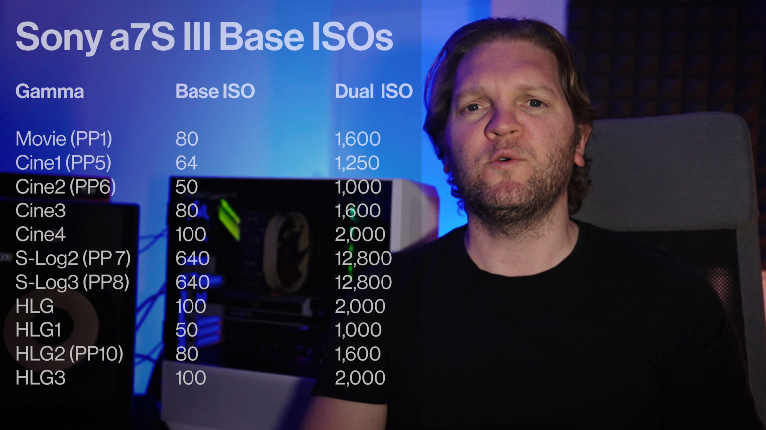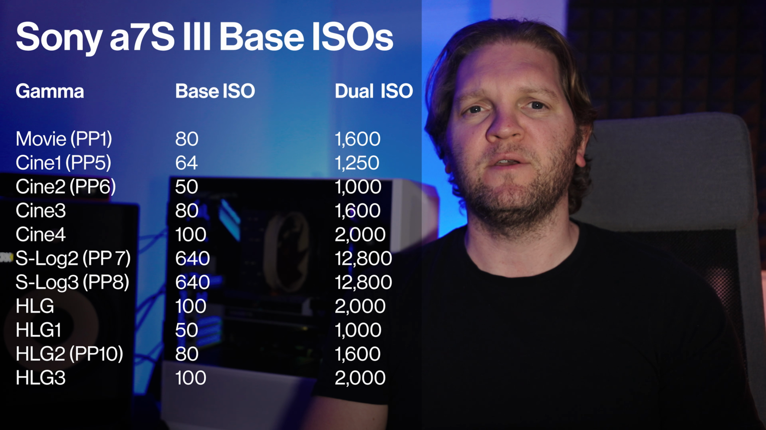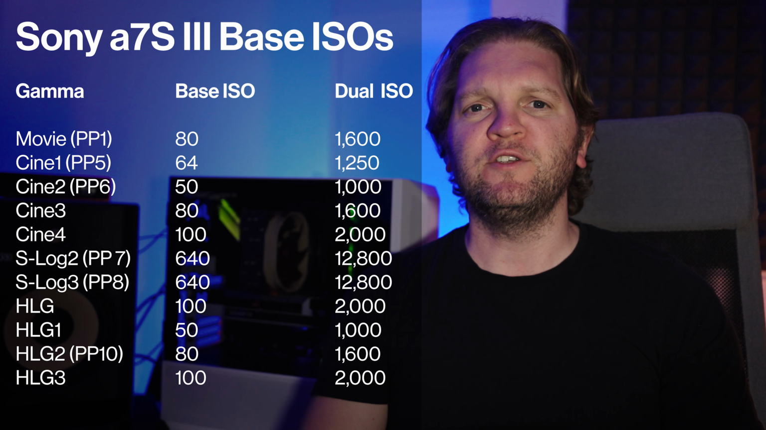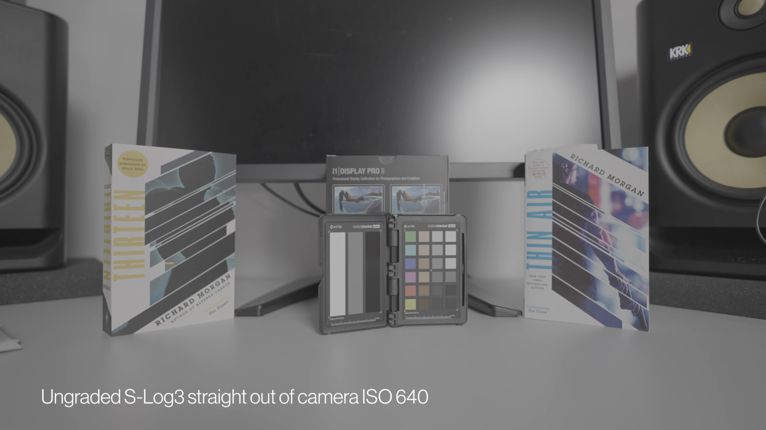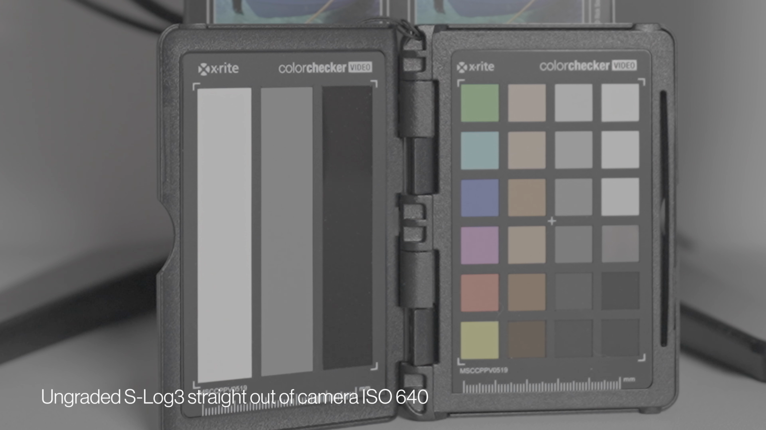Each of the different picture profiles or gammas, such as Cine 1 or S-Log3, have different base ISOs. A base ISO is where the camera produces the cleanest image with the least noise. Take a look at this footage, which was shot in S-Log3 at the base ISO of 640. This is from an A7S3. You'll need to search online to see what the base ISO is for your specific Sony camera. Notice that the noise is pretty good here.